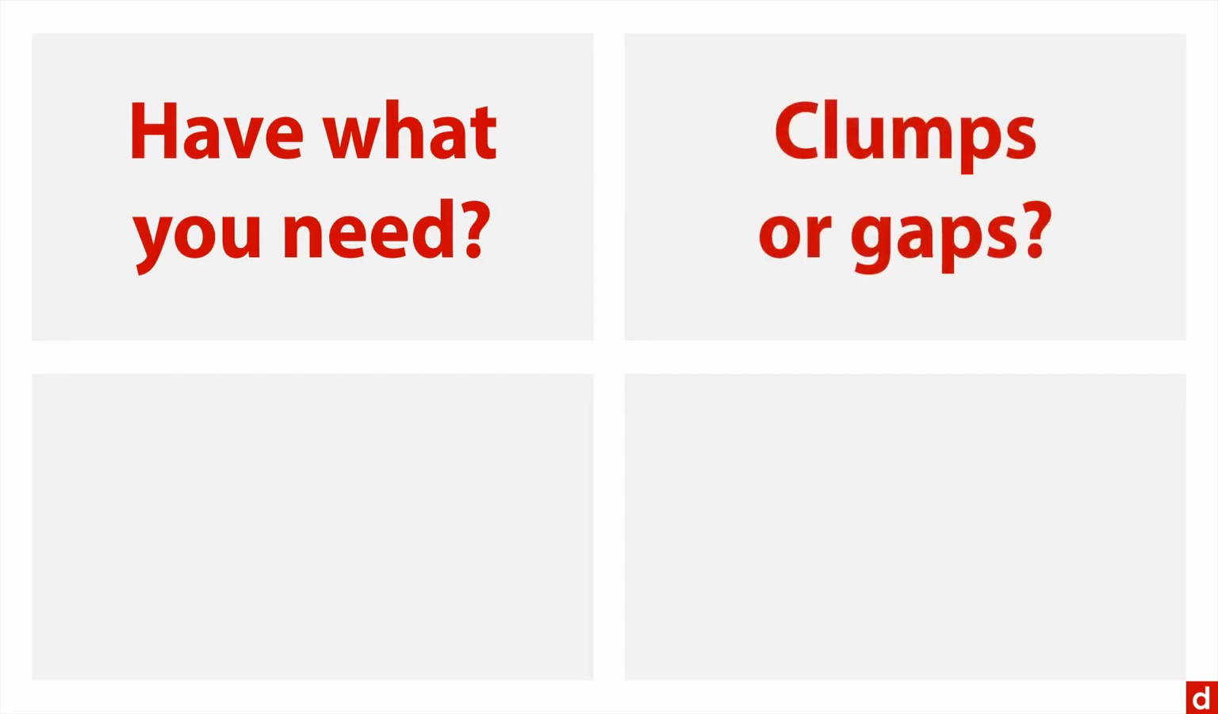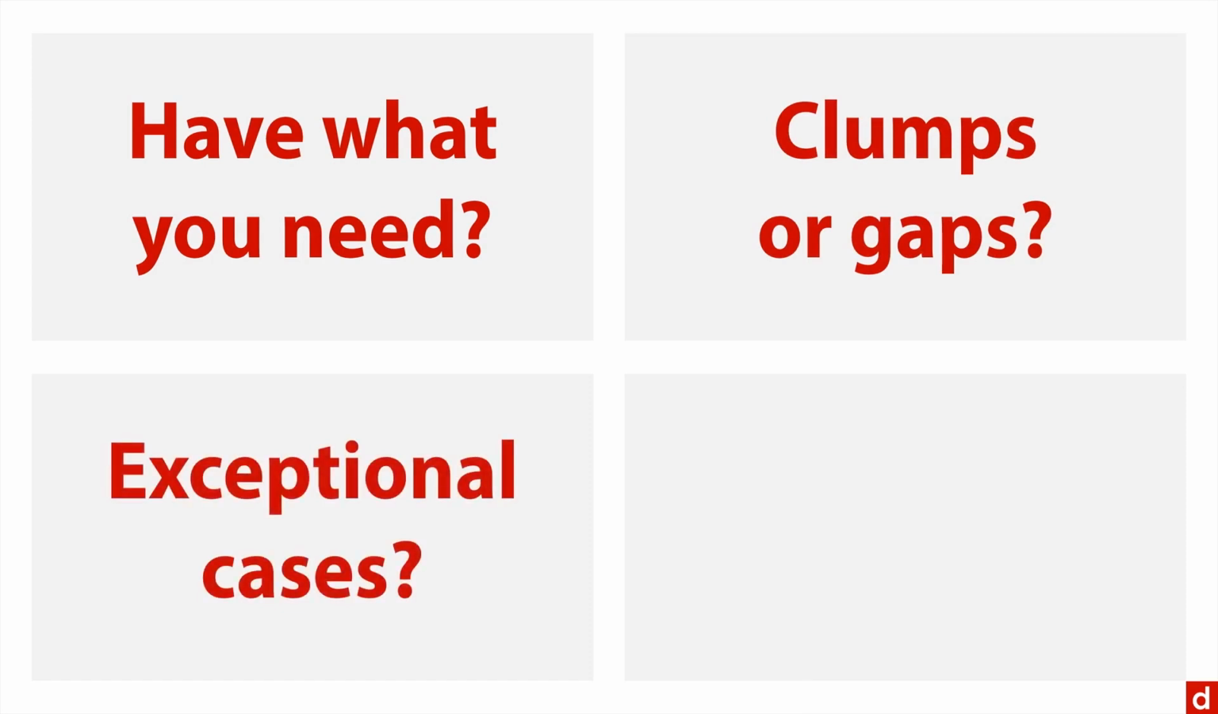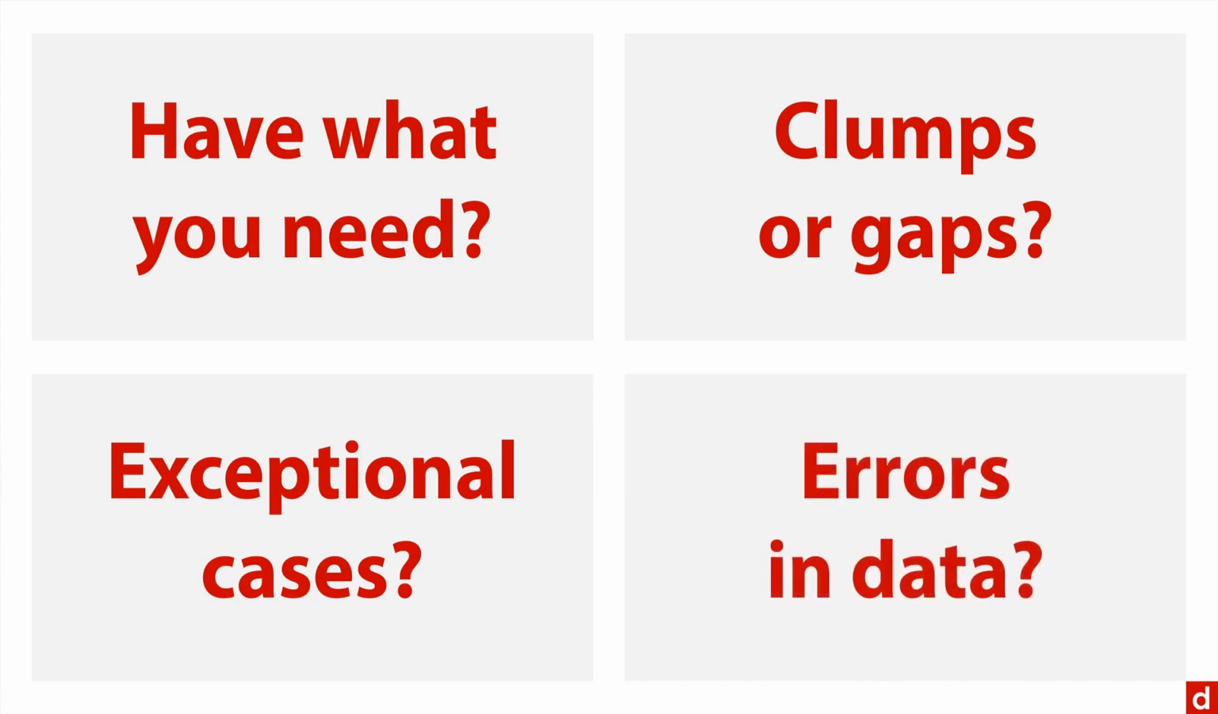Do you have the variability that you need? Are there clumps or gaps in the distributions? Are there exceptional cases, anomalies that are really far out from everybody else, or spikes in the scores? And are there errors in data? Were there mistakes in coding? Did people forget to answer questions? Are there impossible combinations? And these kinds of things are easiest to see with a visualization that just puts it right there in front of you.